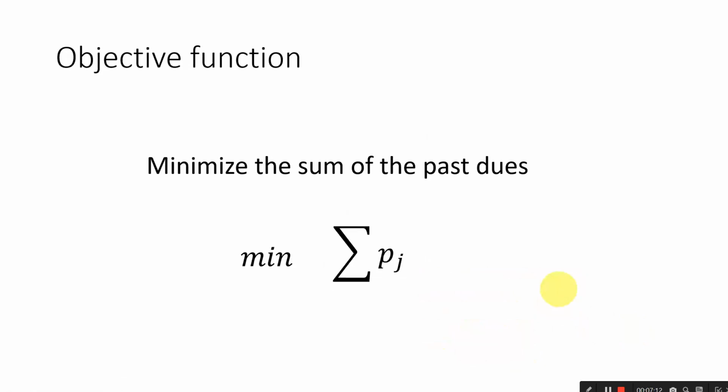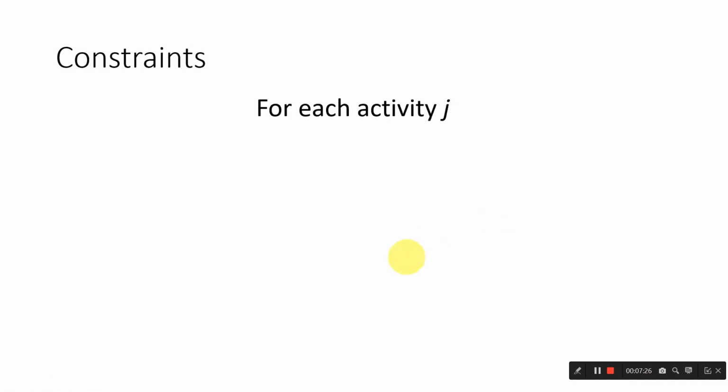So what is our objective here? What do we want to achieve? Well, we want to minimize the total number of past due days. It means we want to minimize the total number of penalty days, the accumulation. Okay, good. That's pretty clear.